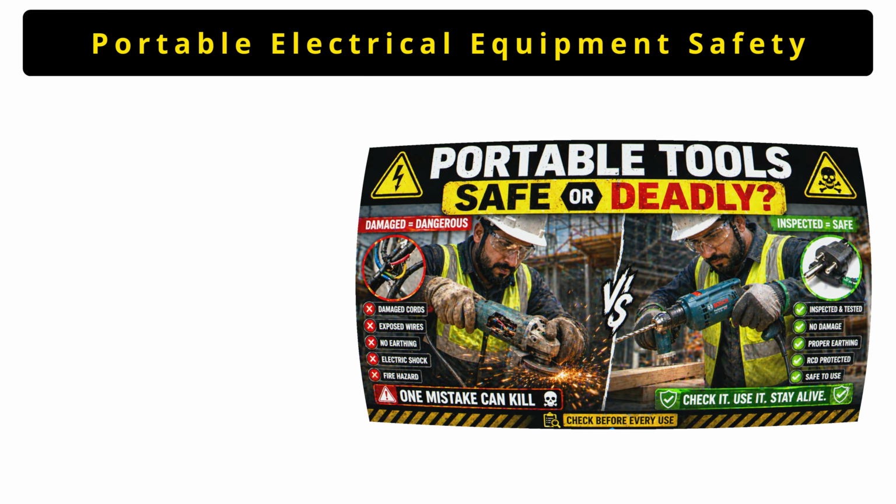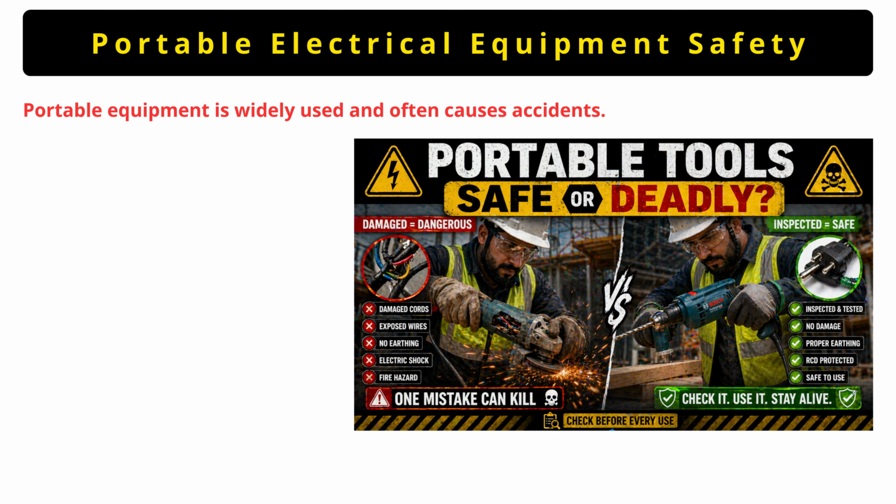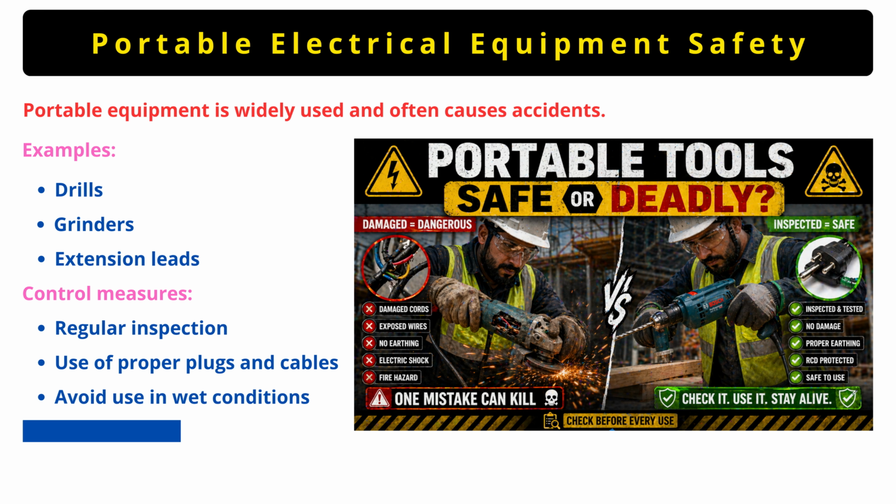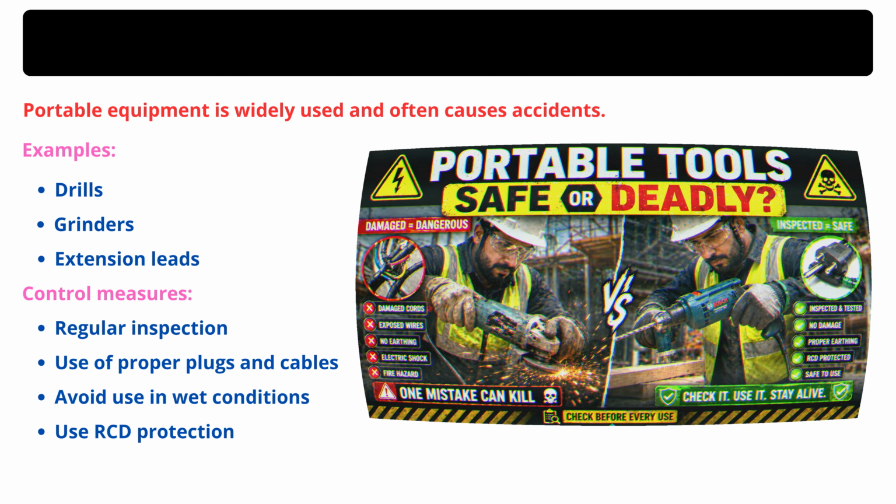Now let's talk about portable electrical equipment safety. Portable electrical equipment is widely used and often causes accidents, for example drills, grinders, extension leads. So what are the control measures we can take for this? Regular inspections of portable equipment, use of proper plugs and cables, avoid use in wet conditions, and use RCD protection. These are the control measures we can take for portable electrical equipment.